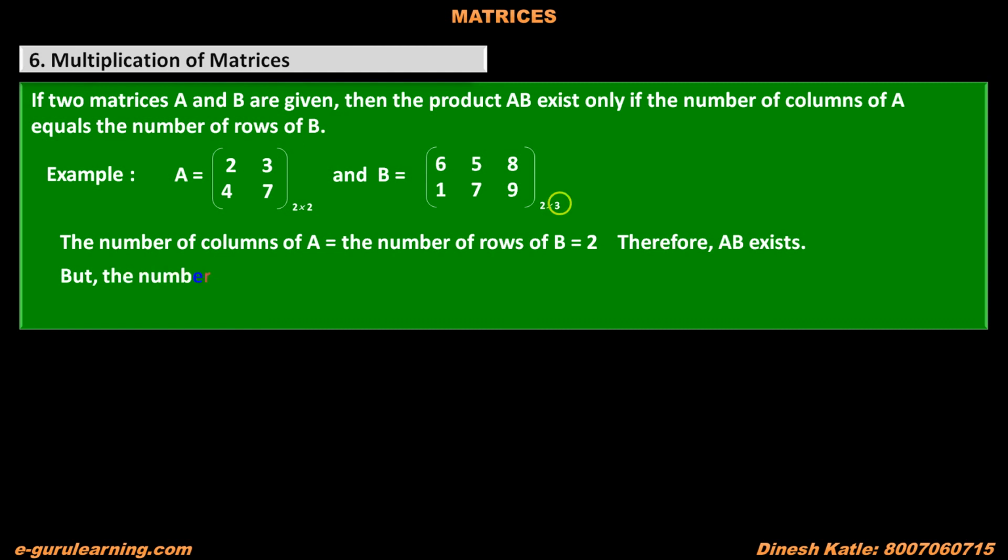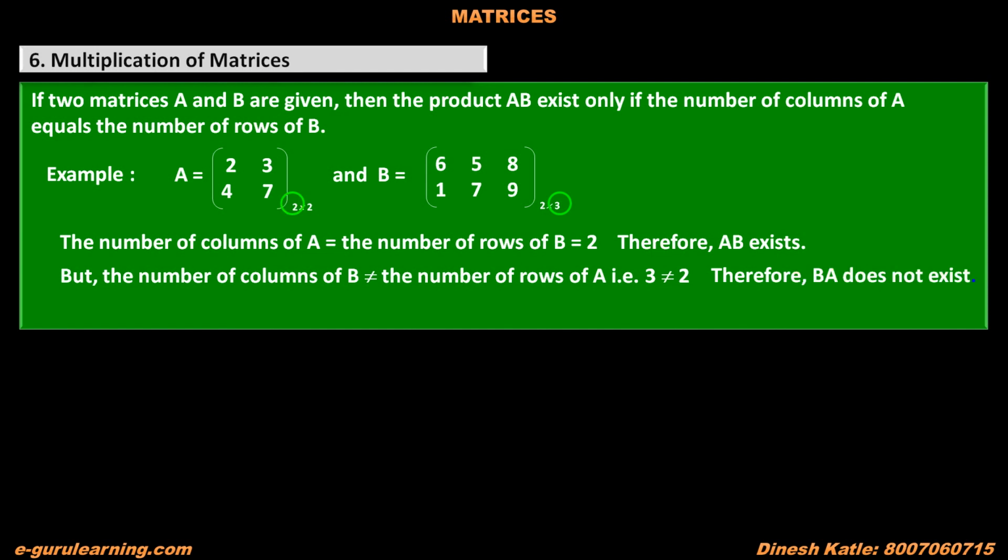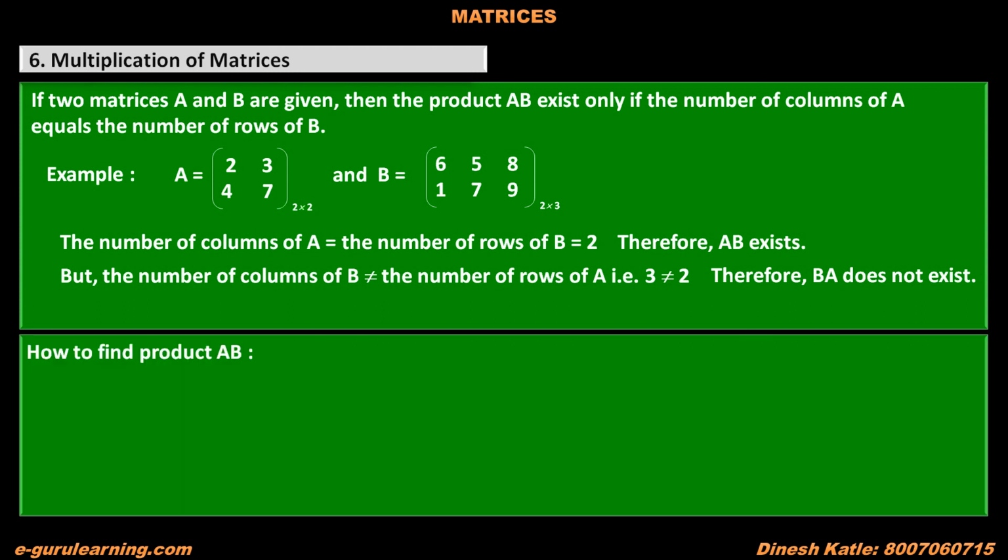Now see, number of columns of B, which is 3, is not equal to number of rows of A, which is 2. Means, number of columns of B is not equal to number of rows of A. Therefore, product BA does not exist. Now, we have to learn how to find product AB.